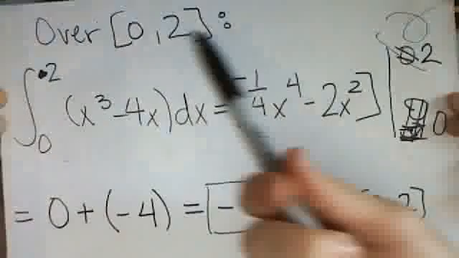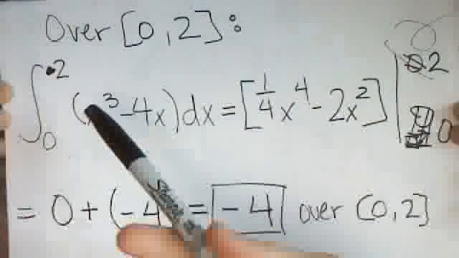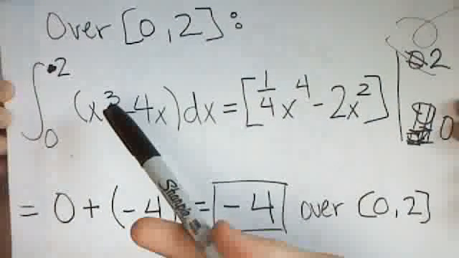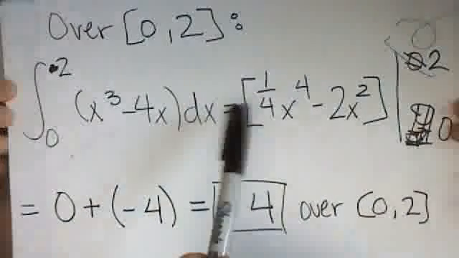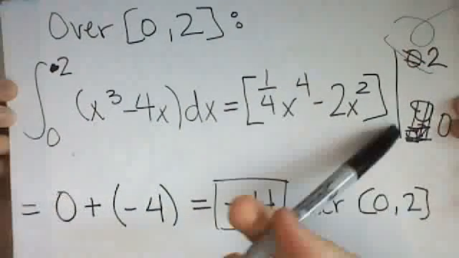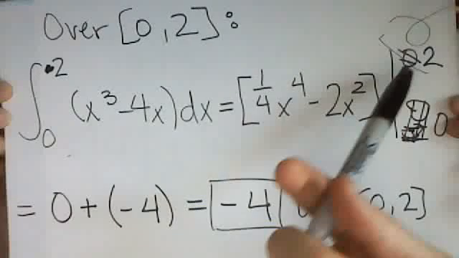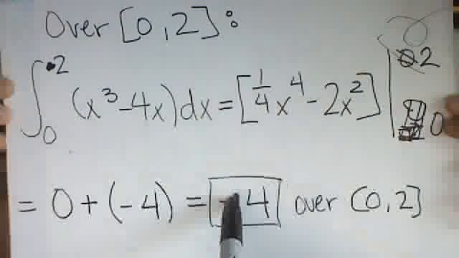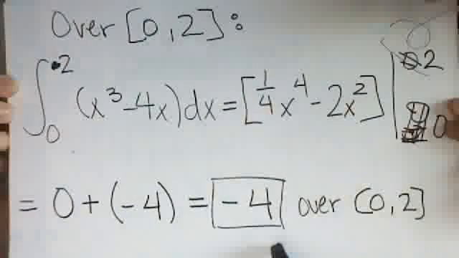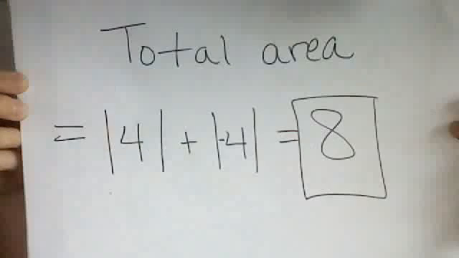Over the interval of 0 to 2, you're going to put the same function in, x cubed minus 4x. You're going to solve again. You're going to get the same thing. You're just going to plug in different values. It's going to be 0 and 2. And then once you solve for that, you get negative 4 over the interval 0 to 2.